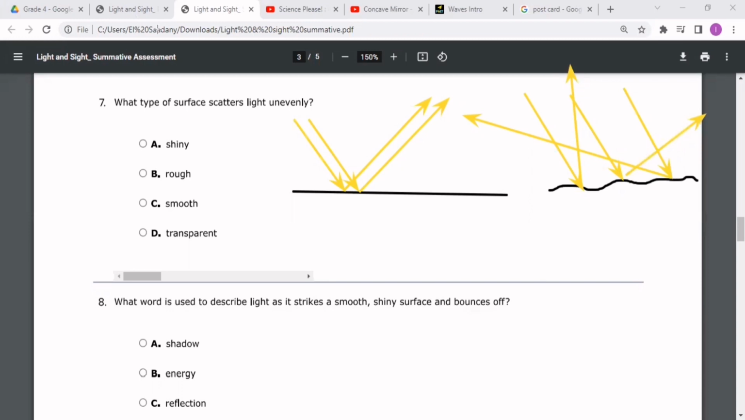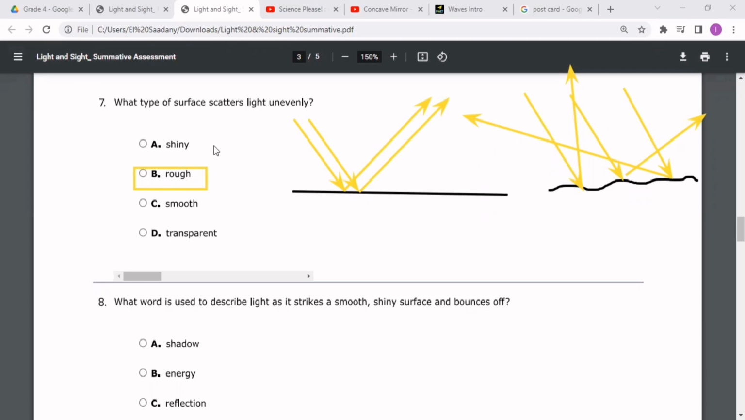So it's the same here that happens to the light. When the light falls on the rough surface, they are scattered. So the correct answer is rough. What type of surface scatters the light unevenly? It's the rough surface.